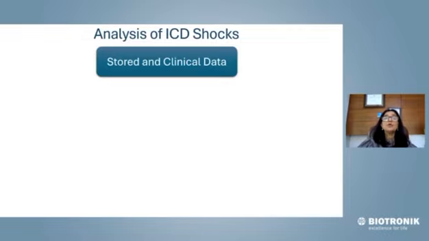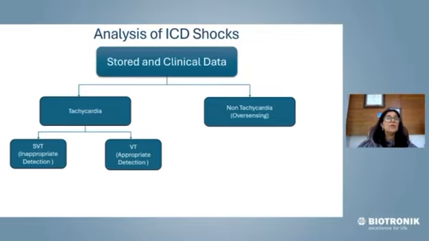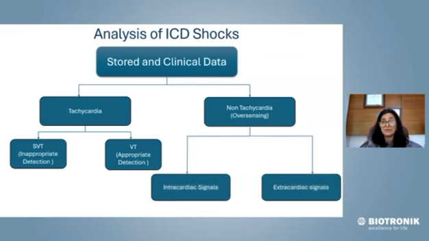So when the patient arrives, you do the analysis of ICD shocks. You look at the stored and clinical data. You've already known, is it a tachycardia or is it no tachycardia? If it's a tachycardia, we've already discussed, is this a supraventricular tachycardia? Most likely a flutter or a fibrillation, which would mean inappropriate detection, or is it a ventricular tachycardia, which is an appropriate detection?